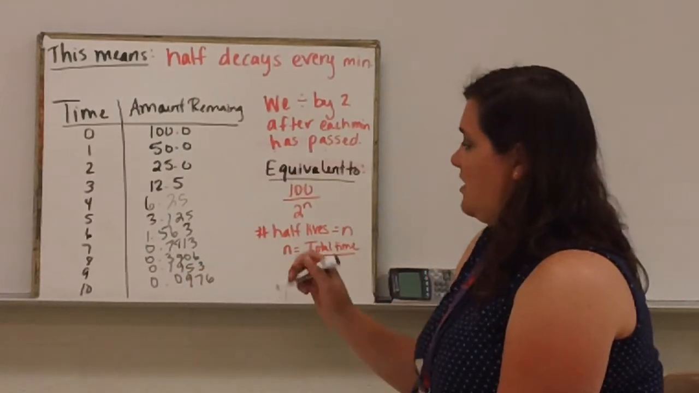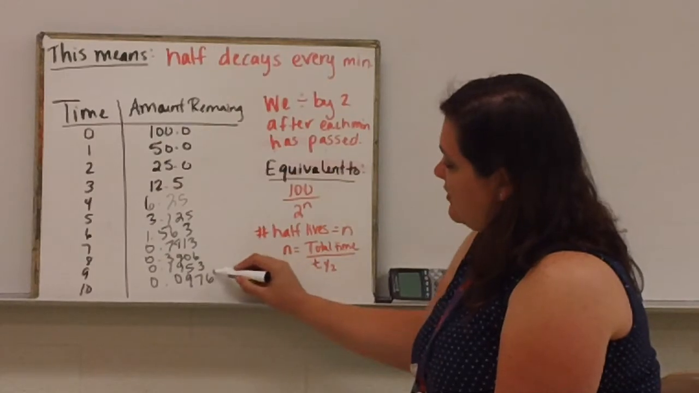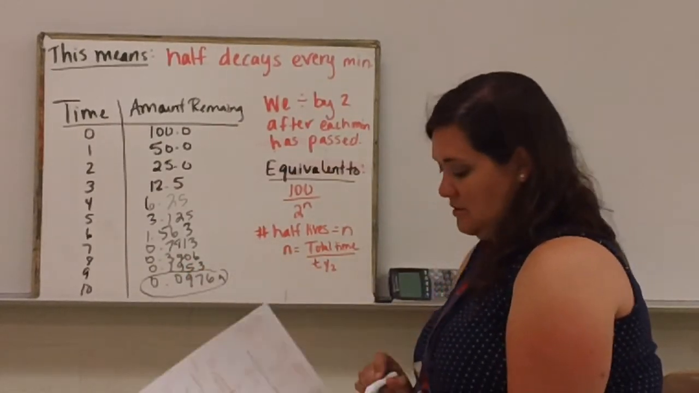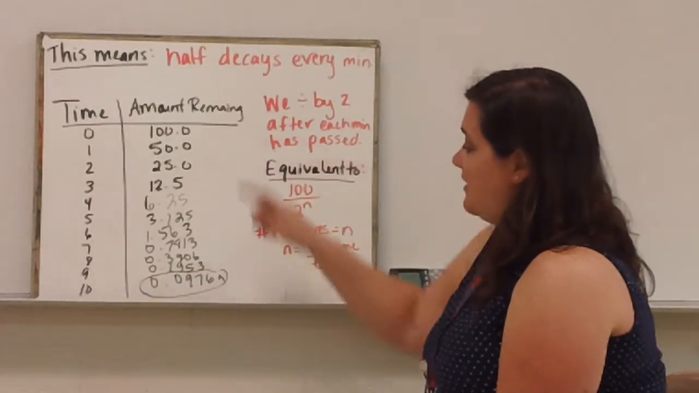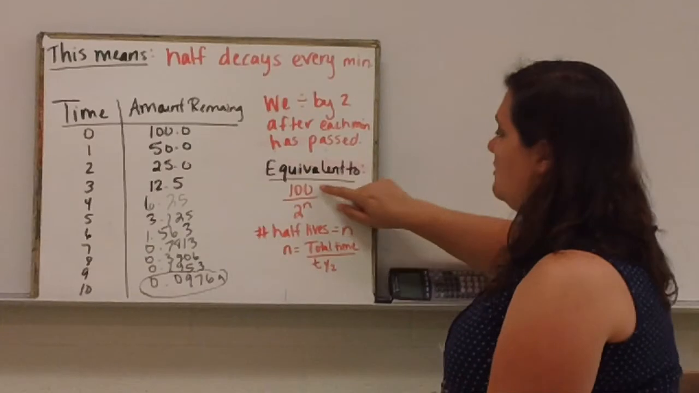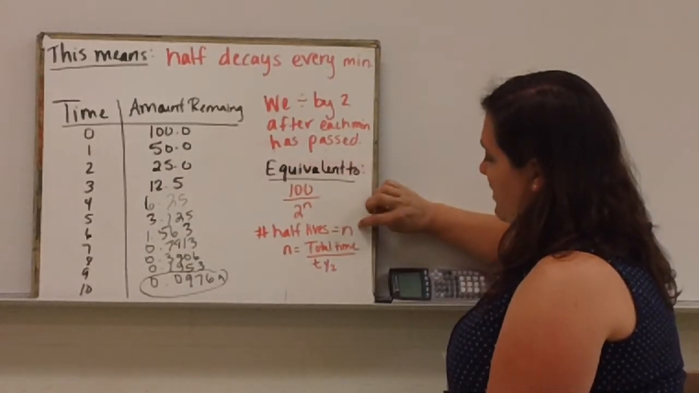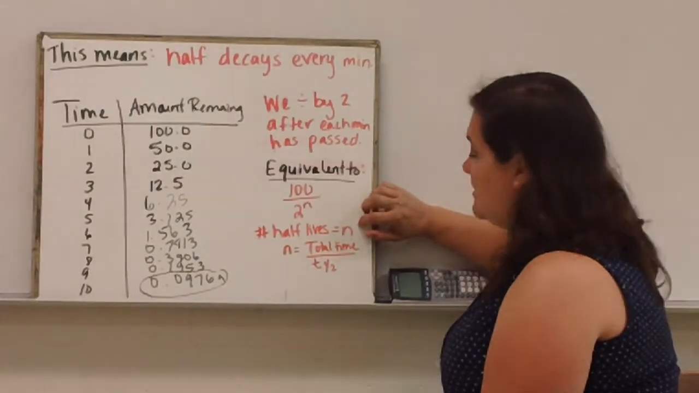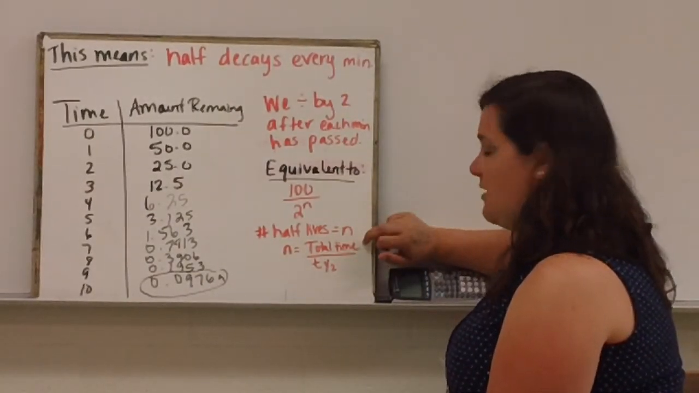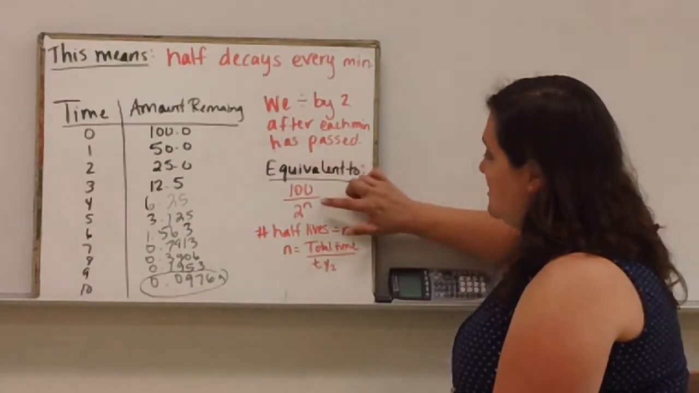0.0976. So at the end of 10 half-lives, or 10 minutes, we would have 0.0976 grams remaining, because we would have taken half 10 times. So again, this is the same as doing 100 divided by 2 to the n, where n is the number of half-lives. So the number of half-lives in this case, we take our total time divided by our half-life time. So our total time was 10 minutes, each half-life was 1 minute, and so our number of half-lives was 10.